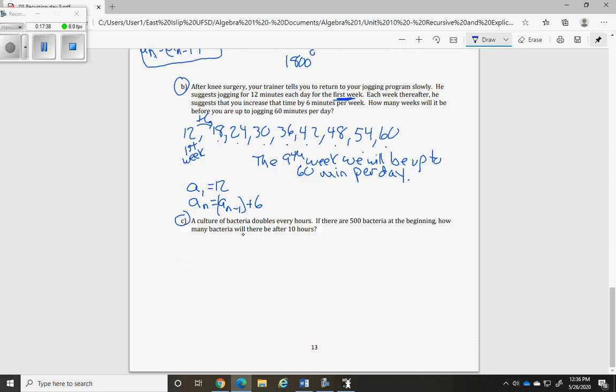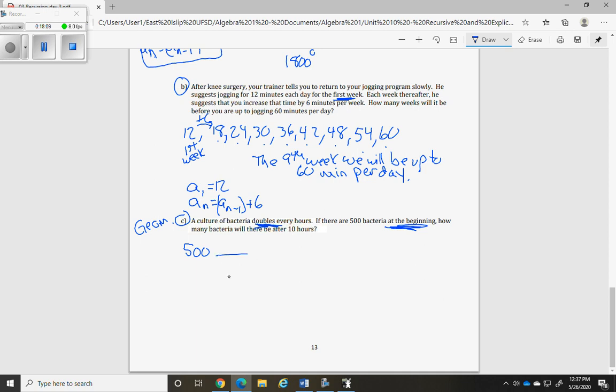C, a culture of bacteria doubles every hour. So the way that bacteria grows is definitely exponential. If it's doubling, it means we're multiplying by 2. So this is a geometric sequence. If there are 500 bacteria at the beginning, those are such key words. 500 bacteria at the beginning. How many bacteria will there be after 10 hours? And the bacteria doubles every hour.